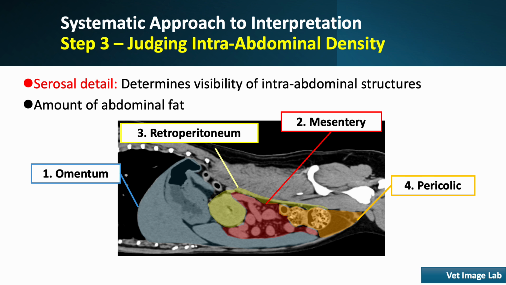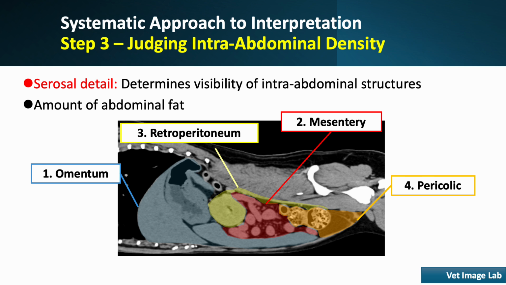Abdominal fat plays a major role in determining serosal detail on radiographs. Fat within the abdomen is organized into different compartments that help create contrast between organs, making them easier to distinguish. Take a look at this image. Each colored section represents a different fat compartment. The omentum, highlighted in blue, is a large fatty structure that extends from the stomach and covers the intestines. It helps improve contrast in the cranioventral abdomen.